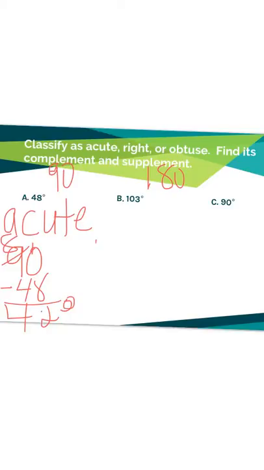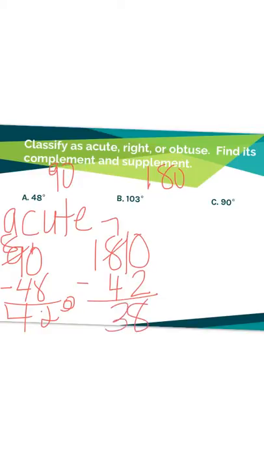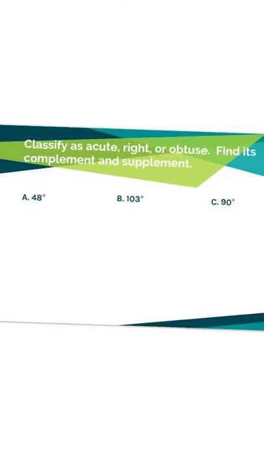To find the supplement, you would subtract from 180 degrees. So 180 minus 42. The supplementary angle is 138 degrees. Now look at B, 103 degrees. It is more than 90 degrees, but it is less than 180 degrees. That means that this angle is obtuse.